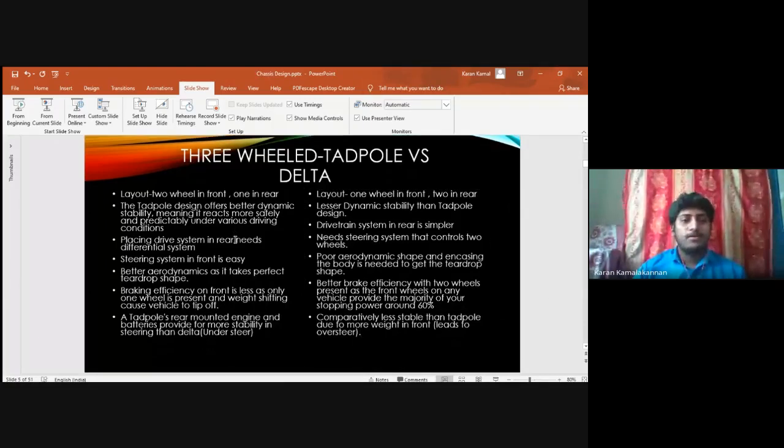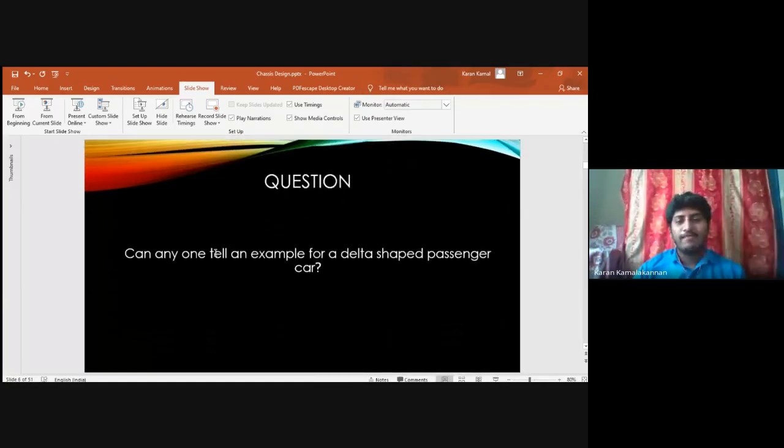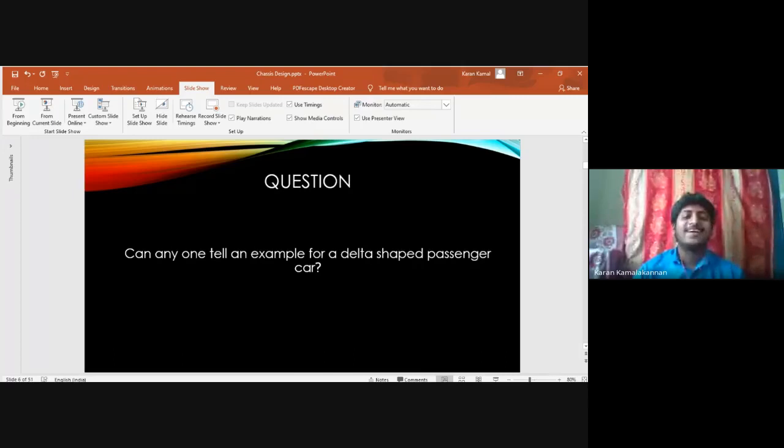Okay. So next thing, I have a question for you guys. Can anyone give an example of a delta shape passenger car? You might have seen one earlier. You can post your answers there. Have you seen any delta shape passenger car in the market?